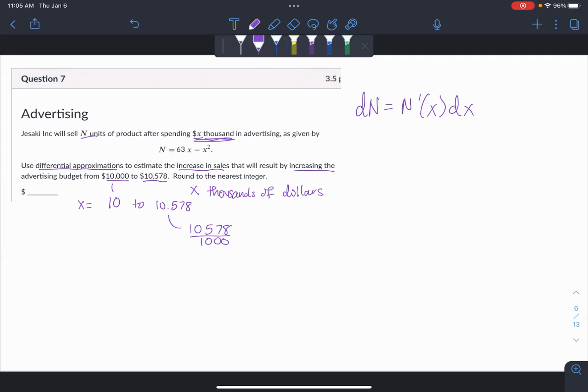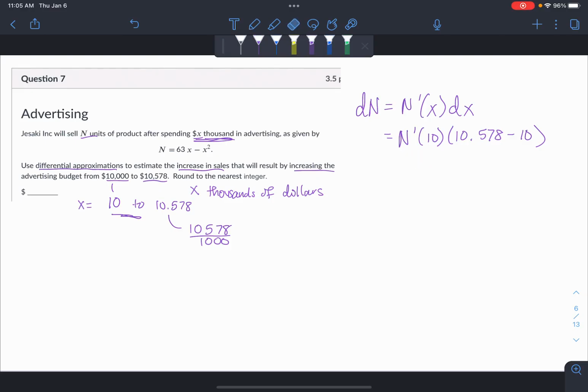This N prime of x is going to be our derivative at our original x value, which is 10, right? And then dx means the change in x. That's kind of described here. And the way that we write the change in x, we just subtract the two: the new minus old. The last piece that we need is, what is N prime of 10?